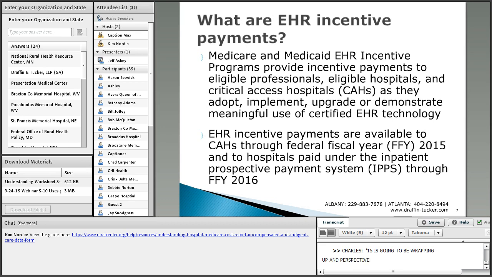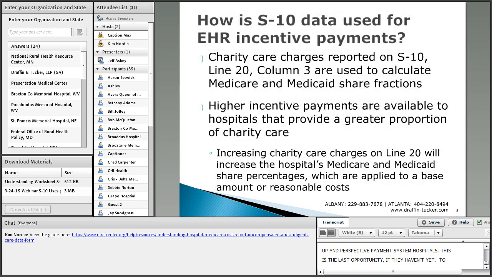So again, I mentioned the EHR incentive payments. If you're not familiar with those, the EHR incentive payments were a mechanism that Medicare and Medicaid put in place to help financially offset the health care systems being moved to using electronic health records. This is to help offset the cost of adopting, implementing, upgrading, and demonstrating that you are a meaningful user of that type of technology.